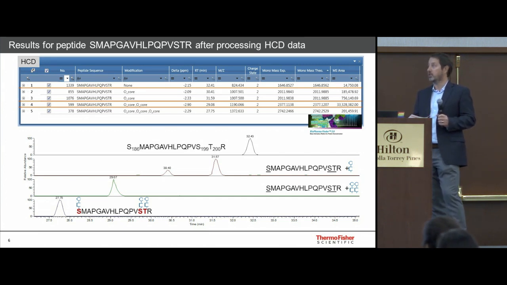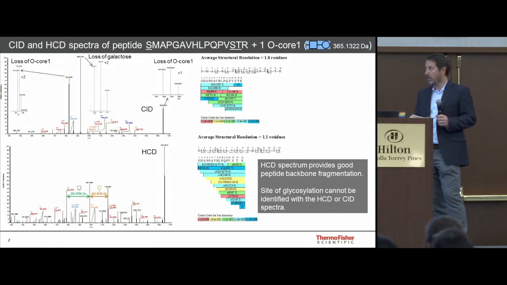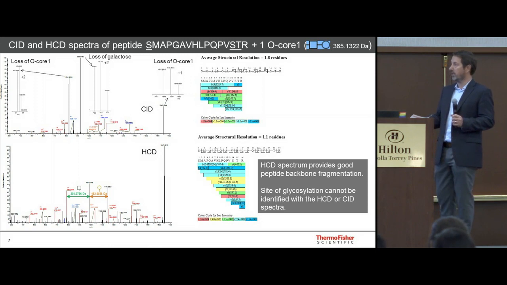Can we answer that question with HCD or CID? The question is, I have 3 serine and threonine residues, so any of them could be occupied. When I have 1 core 1 glycan, which one is occupied? So this is the 1 core 1 glycan, and this is the CID and the HCD. And you have a decent fragmentation here.